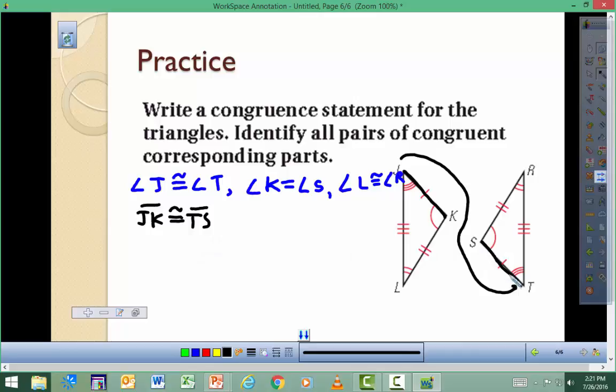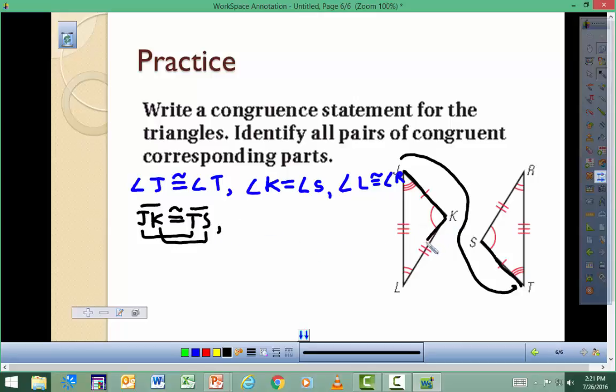Now, a lot of you might have written ST instead, and it's not entirely wrong, but really what you want to do in this chapter is make sure that this letter matches up with this one, and this one matches up with this one. This idea of correspondence is what you're expected to do, especially when you have two triangles involved. So that's how I want you to do this assignment as well.